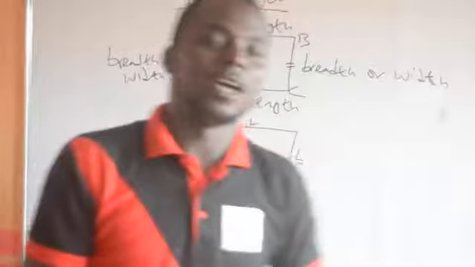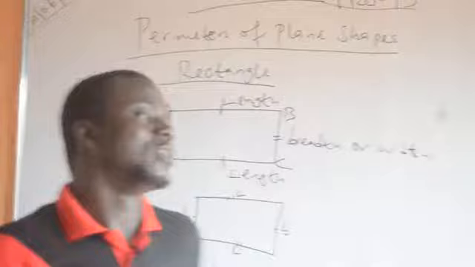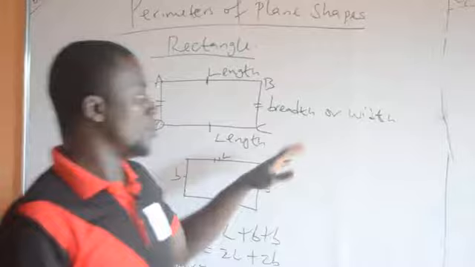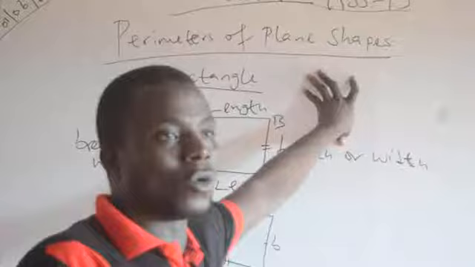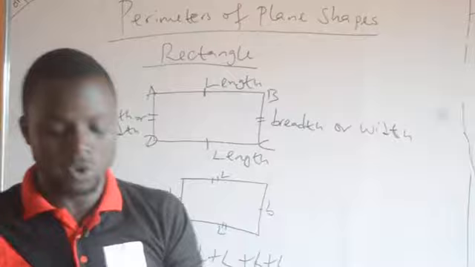I was here last week, and I believe we learned the perimeter of plane shapes. I taught you how to use a ruler or thread to measure the perimeter of plane shapes, both irregular shapes and regular shapes. So today, on the other hand, we're going to learn how to use formulas to calculate the perimeter of these shapes. We have some shapes that we can use a formula to determine: rectangle, square, parallelogram, and we also have trapezium.